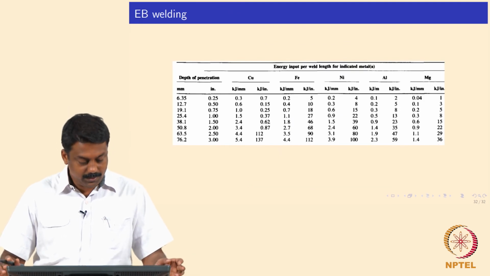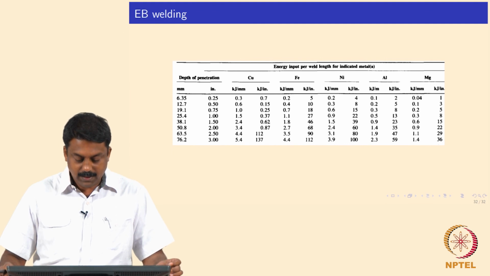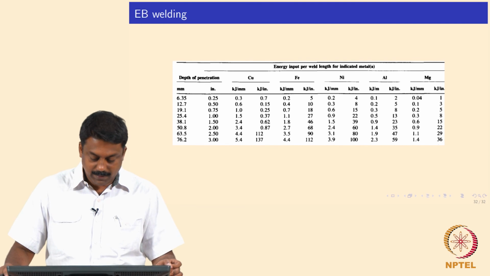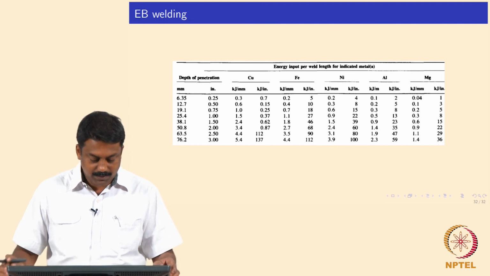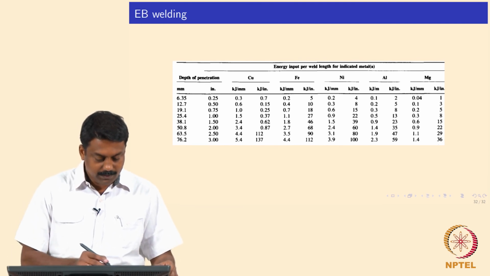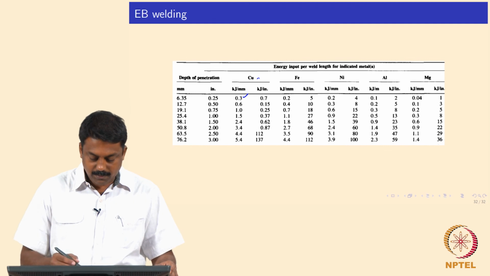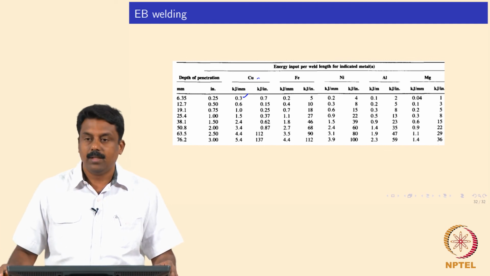So this table shows the energy input we use and what depth of penetration we achieve for a given composition of the material. So for example, in copper, the energy we need is in kilojoules per millimeter. Okay, and in iron as well. This is a reference table which you can use.